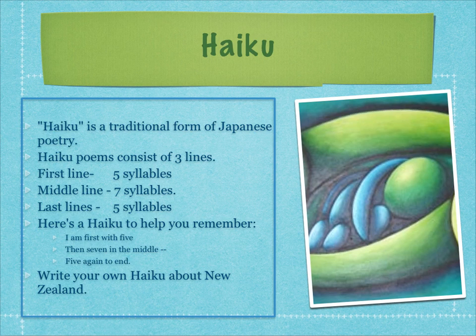The second poem is the haiku. This is a Japanese poem. Read the instructions as to how many syllables each line is required. An example is, I am first with 5, then 7 in the middle, 5 again to end. Write your own haiku about New Zealand.